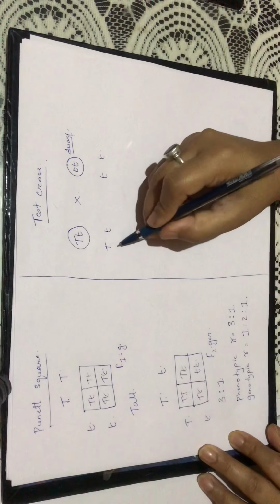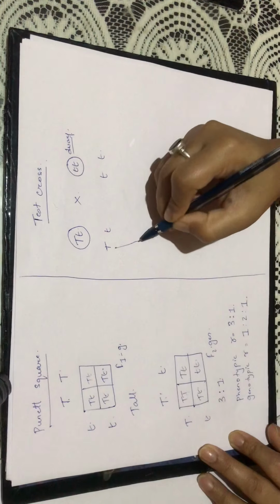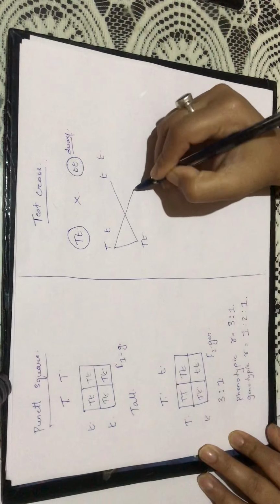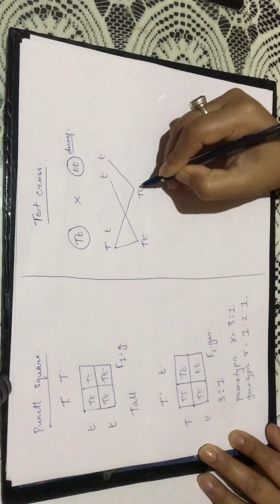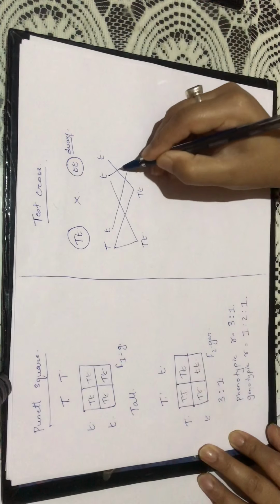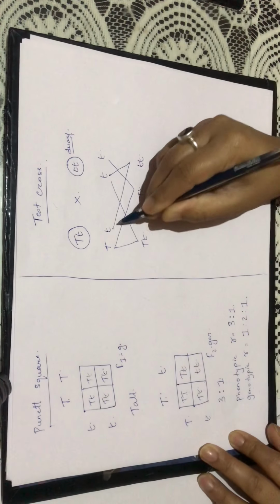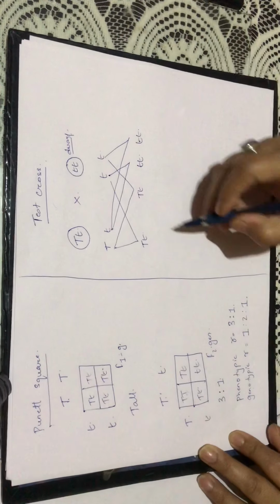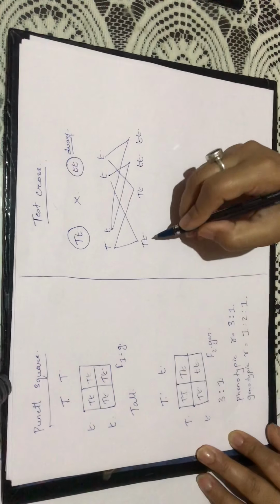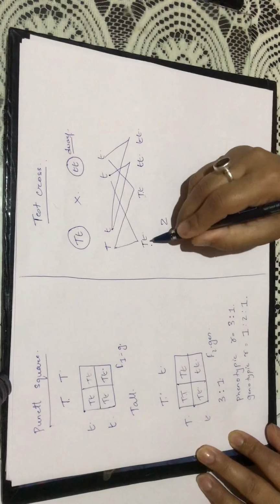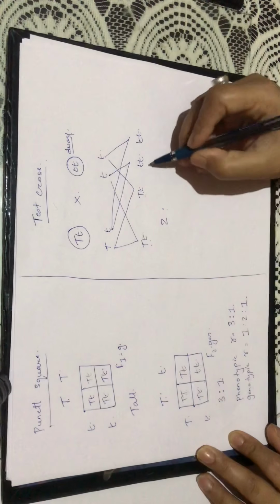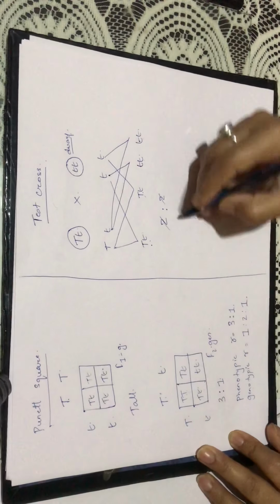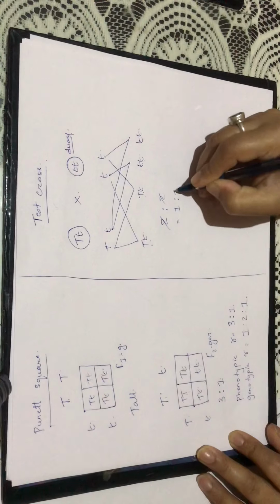Now in this cross, he got capital T small t. If these two, then it will be small t, and if these two, it will be small t. So to his surprise, in the test cross, he got 2 tall plants, though heterozygous, and 2 dwarf plants. So the test cross resulted in the ratio 1:1.